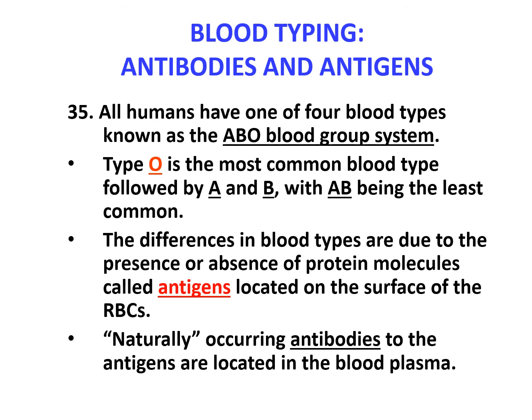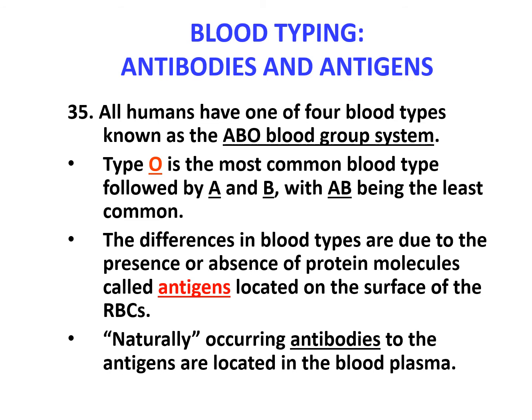Because we're going to talk about two different systems, okay? And the first one is our ABO blood group system, okay? And if you are a human, you have one of the four blood types, A, B, AB, or O, right? O is the most common blood type. Then in order, after that it's A, B, and then AB is the least common, okay?